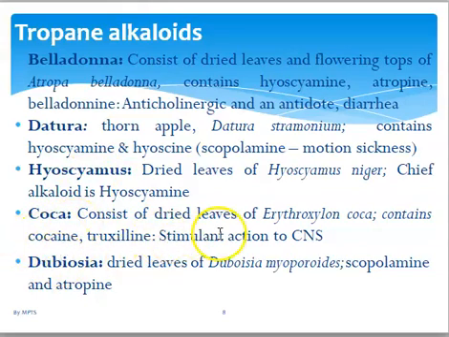Because these are usually a stimulant, however, it's a drug of abuse. We also have Duboisia myoporoides, from which we get scopolamine and atropine.